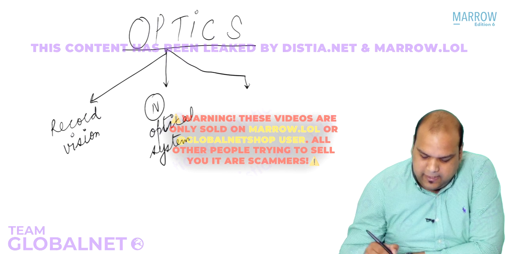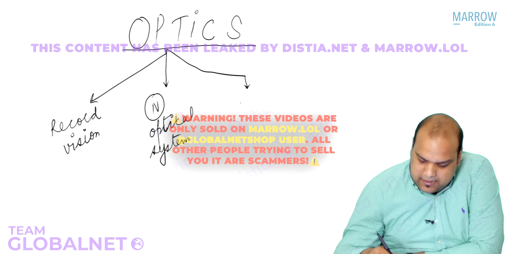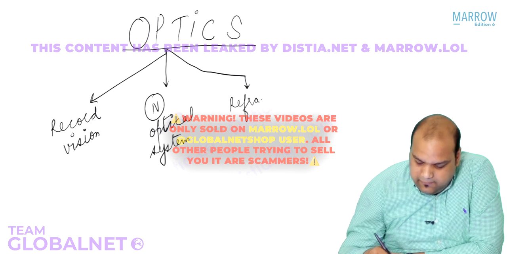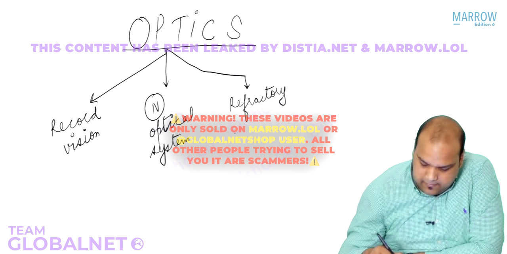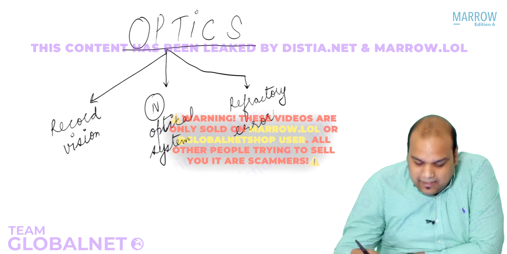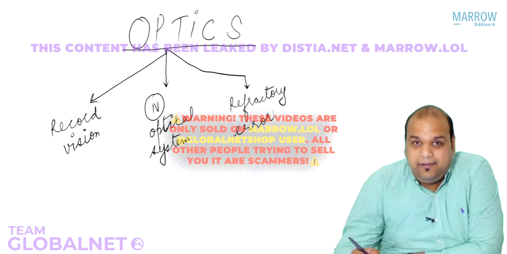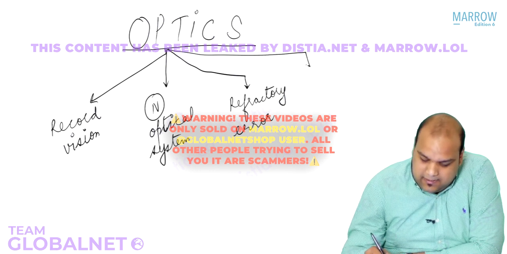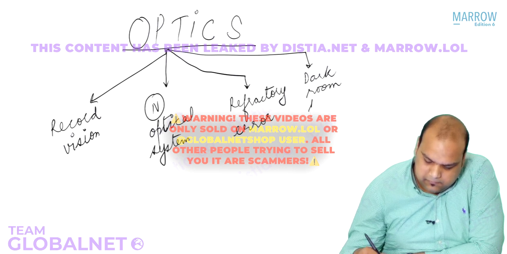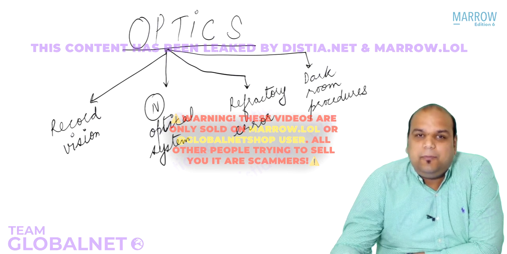But if when I record the vision, it comes out to be abnormal, that means I must be having refractory error. Yes. And then lastly, if I have a refractory error, then I'm going to correct the refractory error by some dark room procedures. Okay. So this will be the flow of our lecture on optics, everybody.